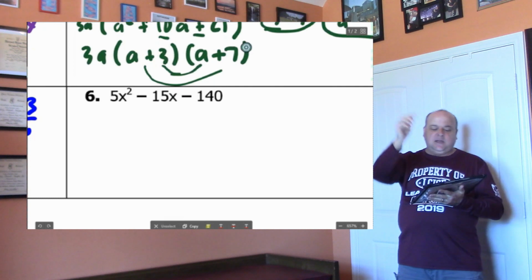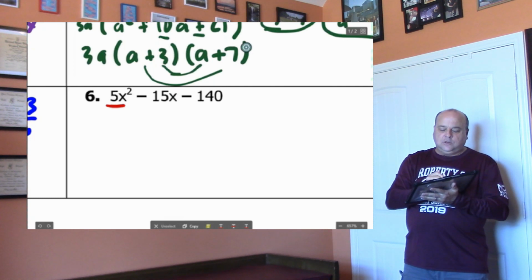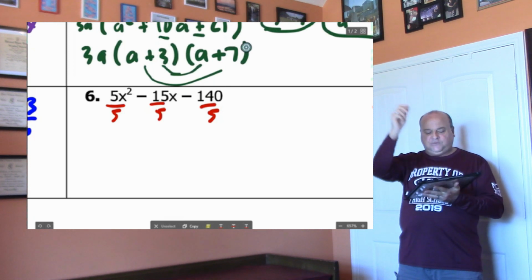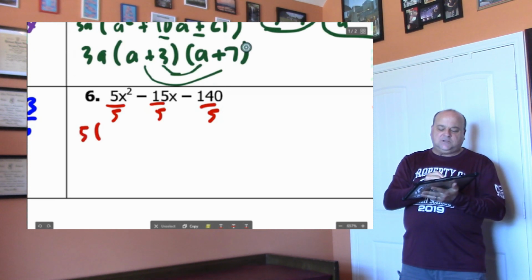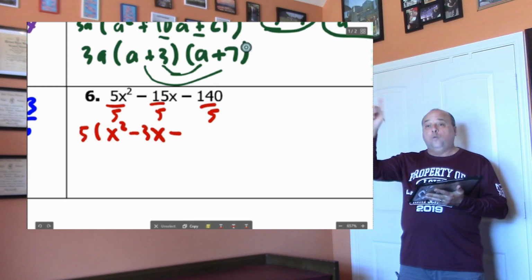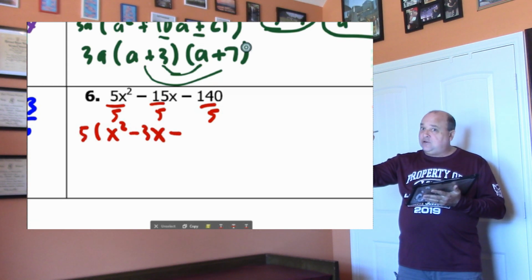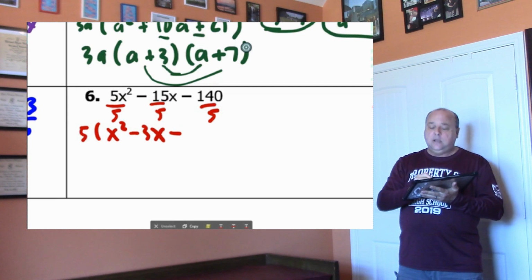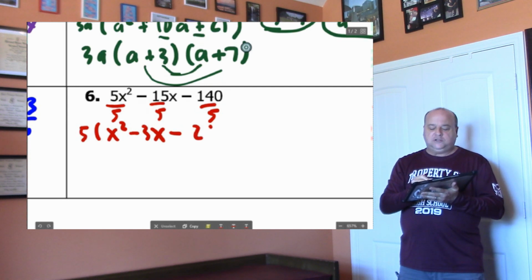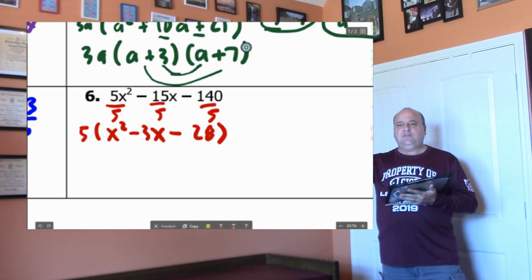We're going to divide everything by 5, okay? So divide by 5, divide by 5, divide by 5. Let's factor out the 5. 5 parentheses x squared minus 3x minus 140 divided by 5. If you can't do that in your brain, use a calculator. Mr. Toops has got like more power. It's 28. So I got this done.